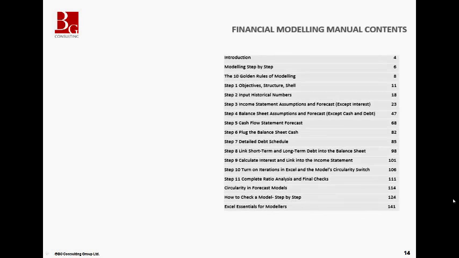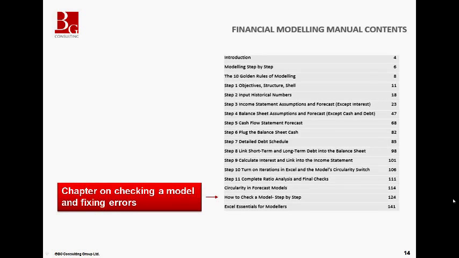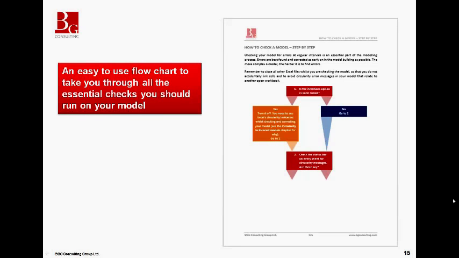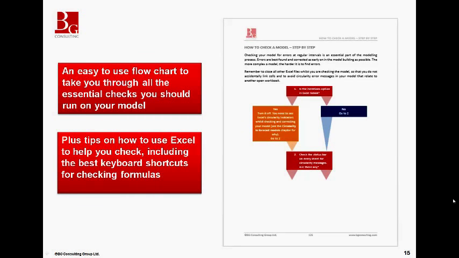Being able to identify errors, find them and fix them is a key skill in modelling, and so we have an entire chapter on how to check a model step by step. This chapter is set out in the format of a flowchart to make it easy to use. Start with step 1 and answer yes, no to each question, following the guidance we're given. Included here then, we also have tips on how to use Excel to help you check, including the best keyboard shortcuts you can use for checking formulas and models.